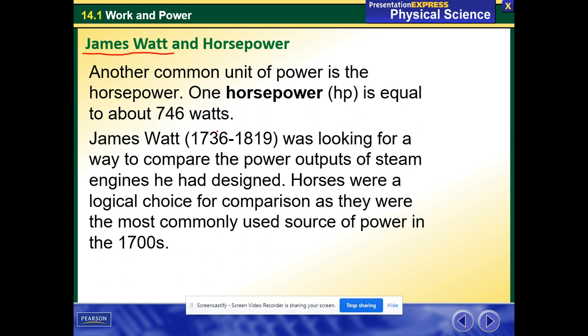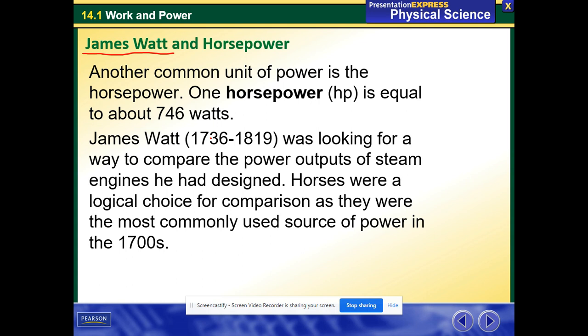Now, why horsepower? Well, if you go out and you look at cars or you look at motorcycles, you can see that this has 100 horsepower or 250 horsepower. The reason that's a common measurement is because James Watt, the person who came up with the unit for power, was looking for a way to compare the power outputs of the steam engines he designed, and he compared them to horses.